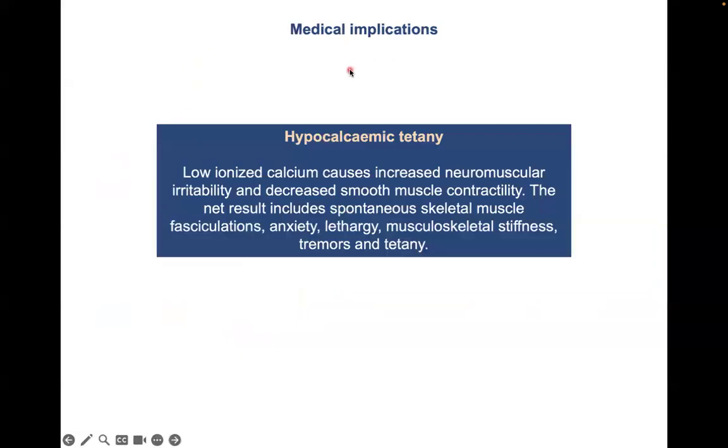Medical implications. I have a summary for what I will discuss in the following slides. Hypocalcemic tetany. Low ionized calcium causes increased neuromuscular irritability and decreased smooth muscle contractility. The net result includes spontaneous skeletal muscle fasciculations, anxiety, lethargy, musculoskeletal stiffness, tremors, and tetany. Let's see how this works out.